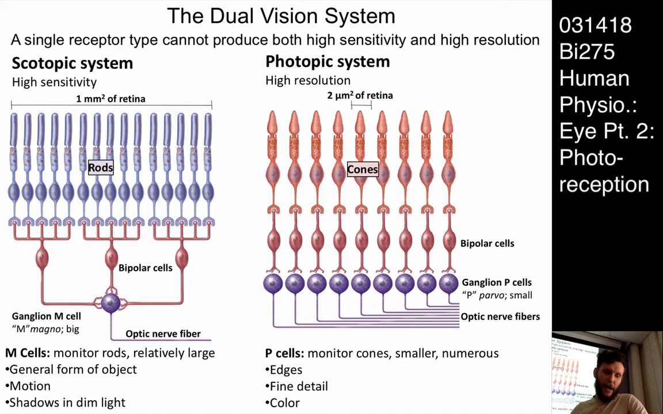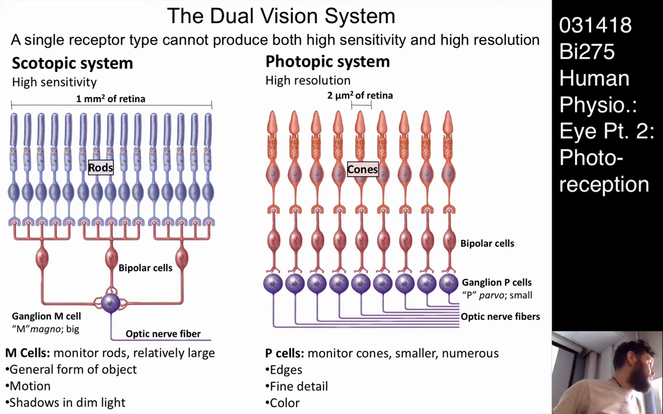On the other hand, there's the photopic system. Now, the photopic system is low sensitivity, but high resolution. And this should make sense to you because the receptive field is much smaller in the photopic system. However, you're going to need more intense light to raise the probability of a photon landing on one of these cones. So the kinds of ganglion cells that we're talking about here are called P cells.